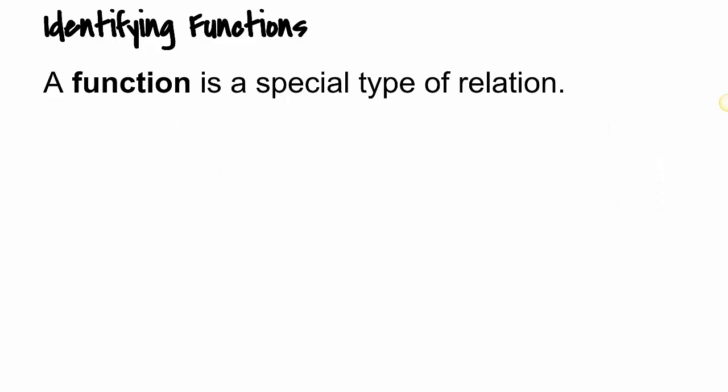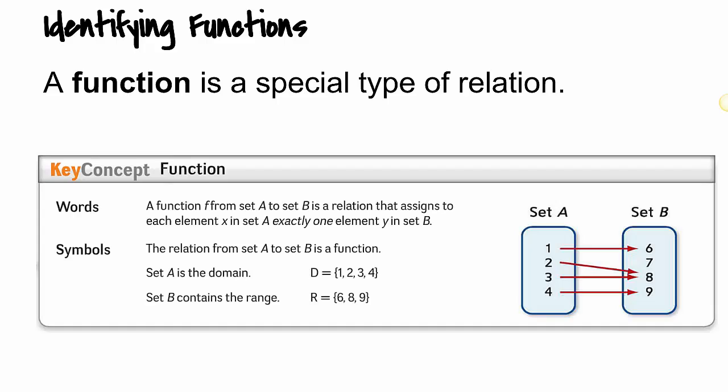So a function is a special type of relation. And this says that a function f from set A to set B is a relation that assigns each element x in set A exactly one element y in set B. So basically what this means is that in order for a relation to be a function, the x's cannot repeat. There's only one x value that is assigned to one y value. Now y values can repeat, that's okay, but x's themselves cannot repeat.